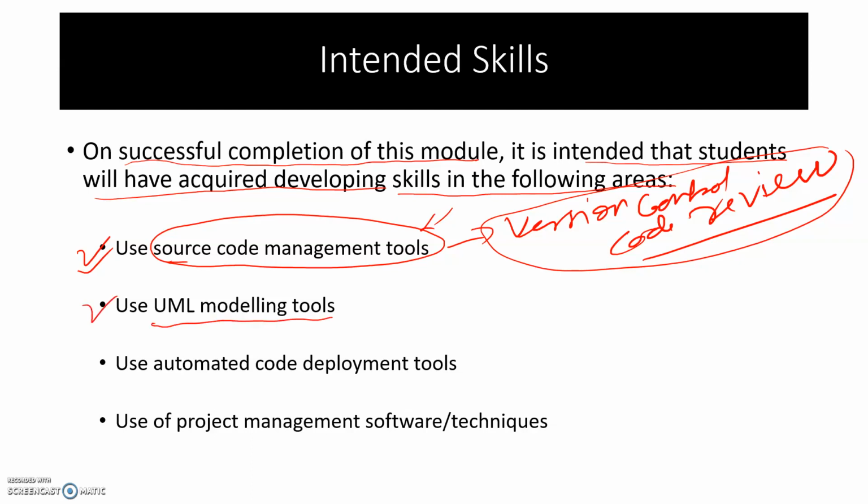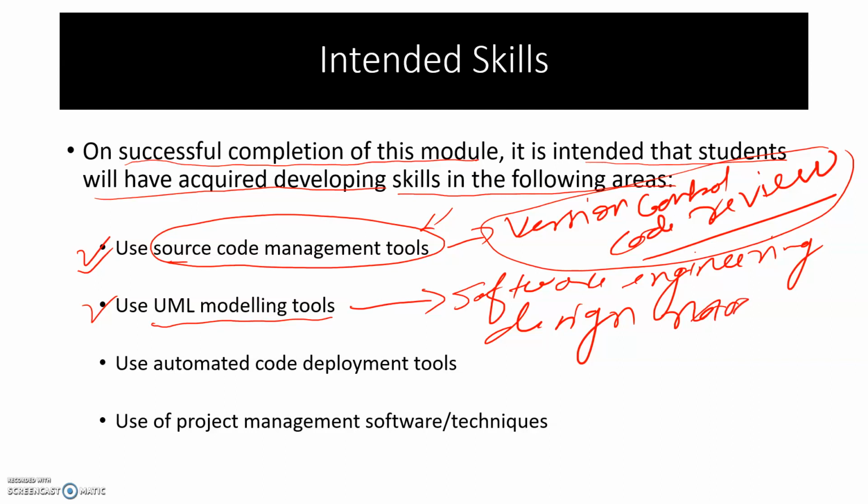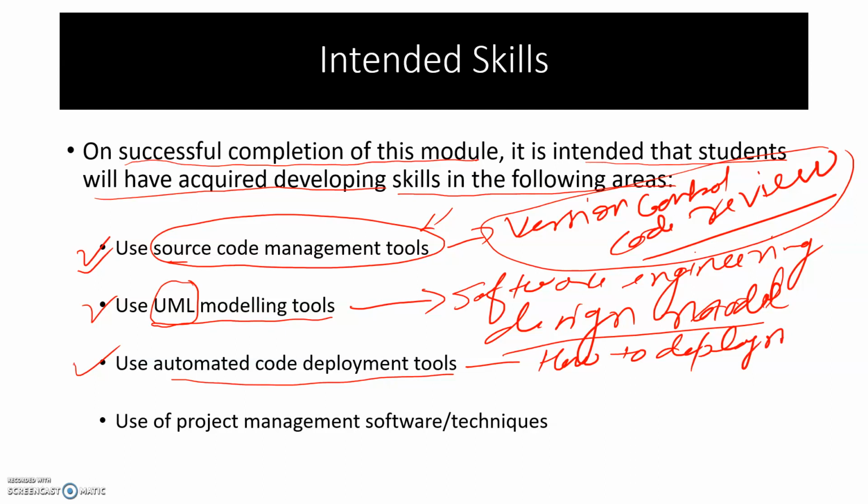Use UML models. UML is unified modeling language. You can use this for creating the software engineering design models. So these are the models that can be created or designed using UML modeling tools. So at the end of this semester, you can say that you know how to create different models using UML modeling tools. Then automated code deployment tools, you will be knowing how to deploy, you will be knowing the answer of how to deploy an app on the server.